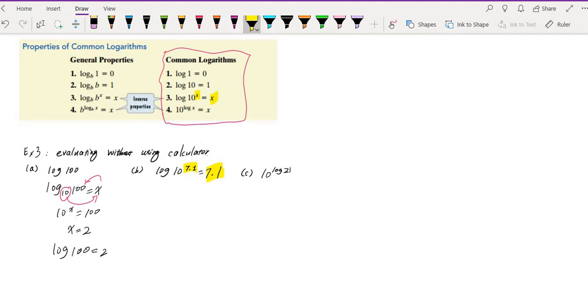And then let's look at part C. 10 to the log 21. If you look at this whole thing, it is just going to be property 4. So whatever is your x, we're just going to match it. So that is your 21. That is your final answer.